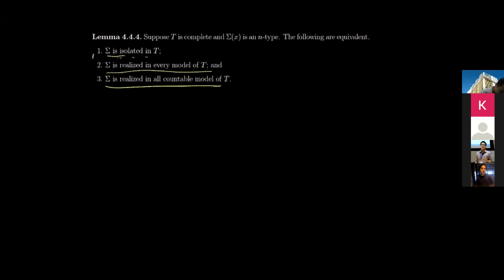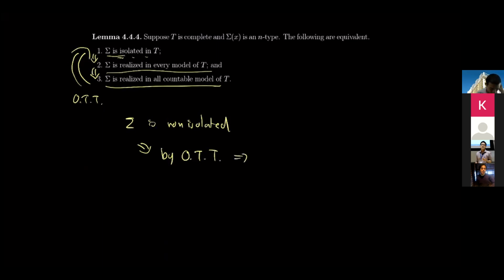Okay, the one implies two immediately from the definition of sigma being isolated. This direction is trivial. The one that needs the omitting type theorem is the other direction. So what we can do is look at the contraposition of this. So you have sigma that is non-isolated, and then by the omitting type theorem, you can have a model M of T, and sigma is not realized in M, and M is countable.